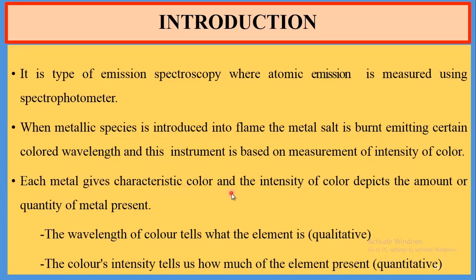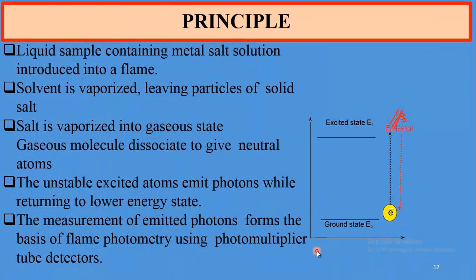Each metal gives a characteristic color, and the intensity of the color depicts the amount. The characteristic color is used for the qualitative test, and the intensity of the color is used for the quantitative test. The wavelength of the color tells what element is present, so it is qualitative. And the color intensity tells us how much of the element is present, so it is quantitative. So this technique is better than a simple flame test, because qualitative and quantitative analysis can both be done in a simple way. This is the principle of flame emission spectroscopy.